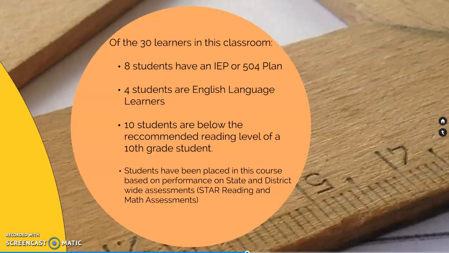10 of these students are below the recommended reading level of a 10th grade student. They're noted in our system with our state and district-wide assessments. So specifically, we use STAR reading and STAR math assessments, which is by Renaissance Learning. And that is something that students are expected to test 2 to 3 times per school year in order to track their progress in reading and mathematics.